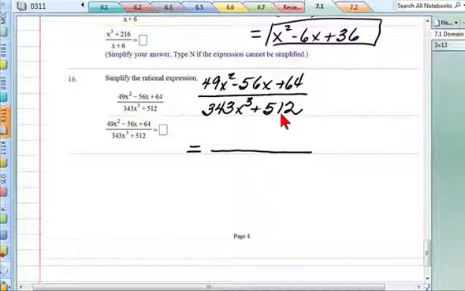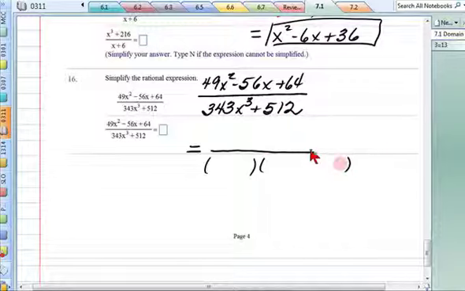Yeah, the numbers are big, but would somebody test them for me and tell me whether they are perfect cubes? Is 343 a perfect cube? And its cube root is? 7. Okay. Is 512 a perfect cube? Yes, and its cube root is? 8. Okay. This is the sum of two cubes.